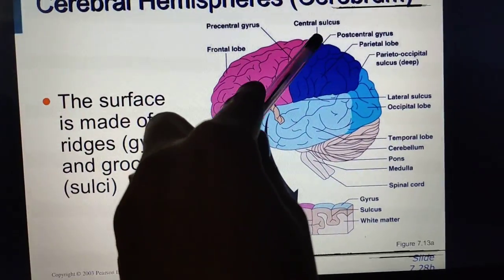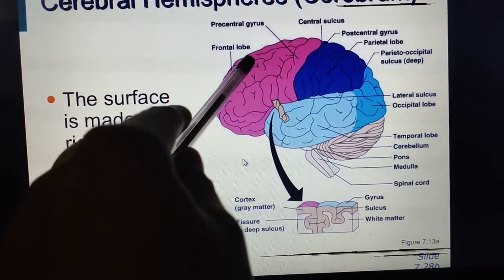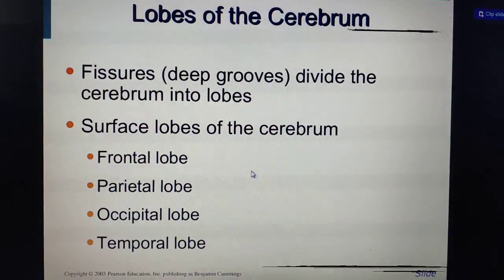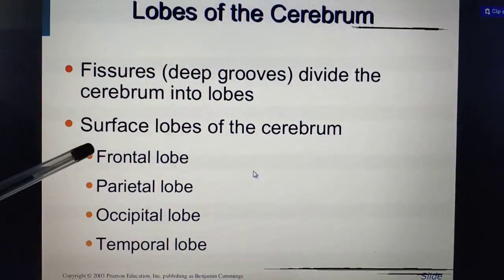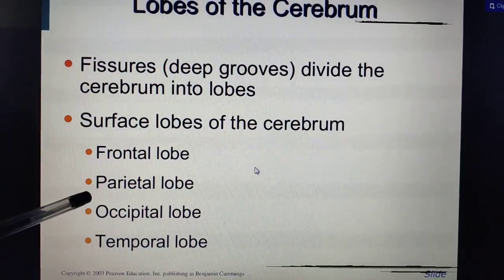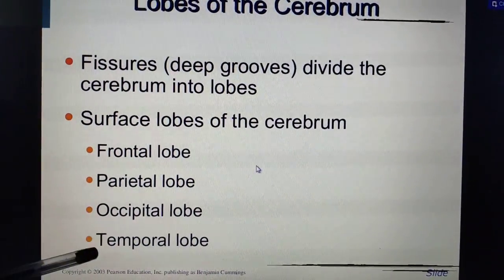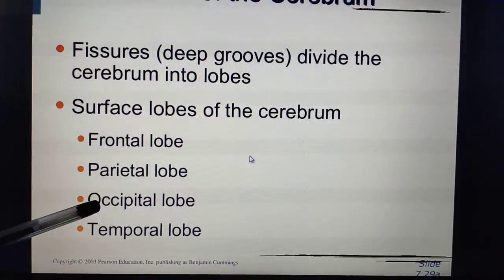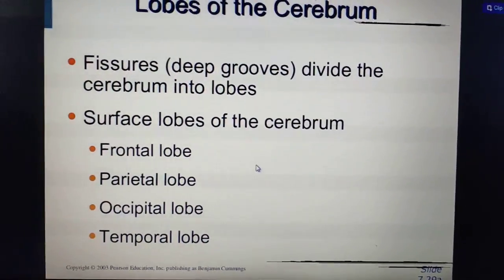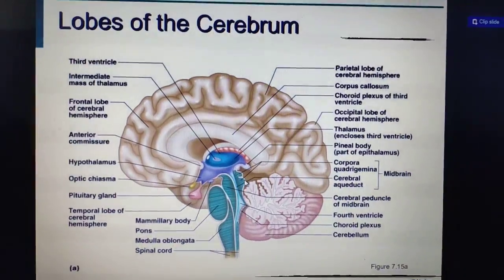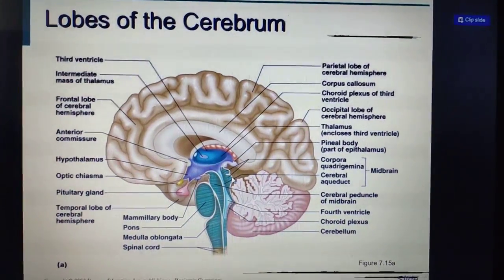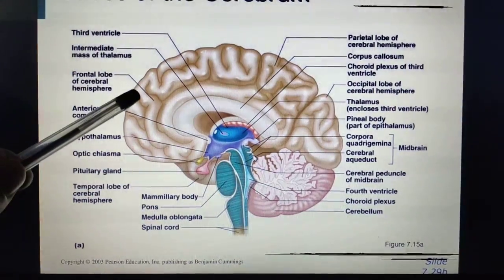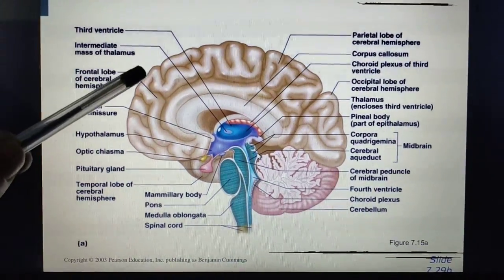So that great groove divides the brain into the lobes, isn't it? That we are discussing now. Namely frontal lobe, parietal lobe, occipital lobe and the temporal lobe. Once again, frontal lobe, parietal lobe, occipital lobe and the temporal lobe. See, these are the lobes of the cerebrum. Clear? This is the frontal lobe. Clear? And one more thing.